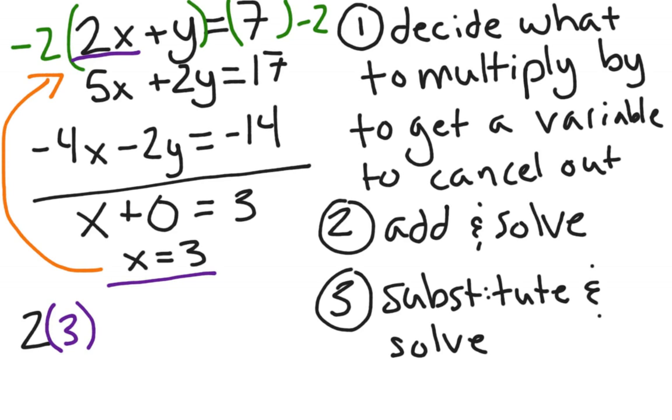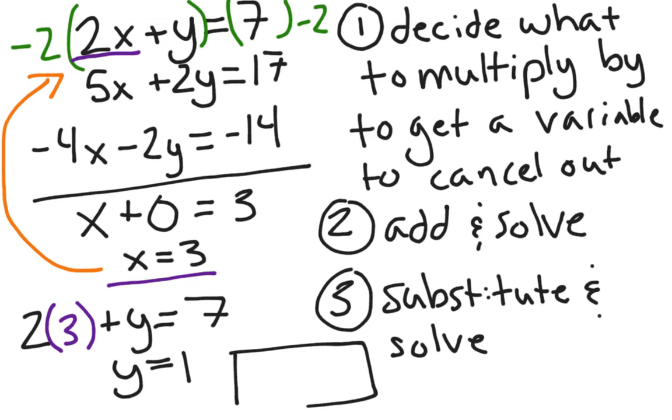So when I rewrite that, I'm going to have 2 times 3 plus y equals 7. Well, 2 times 3 is 6, and that means that I'll have 6 plus y equals 7. I'll subtract 6 from both sides, which means I get y equals 1. And that means my final answer is going to be 3, 1.